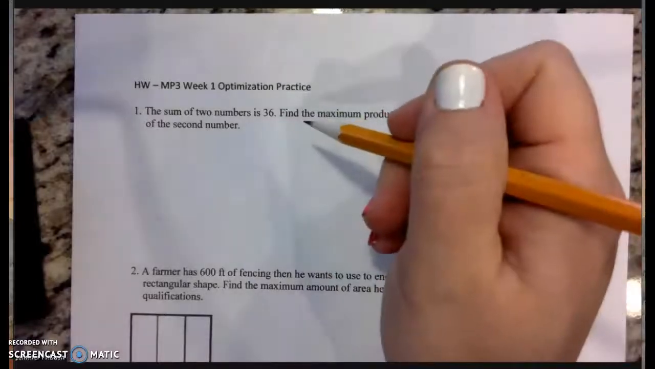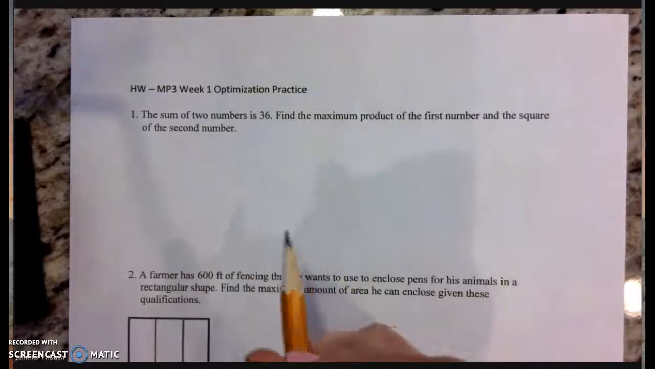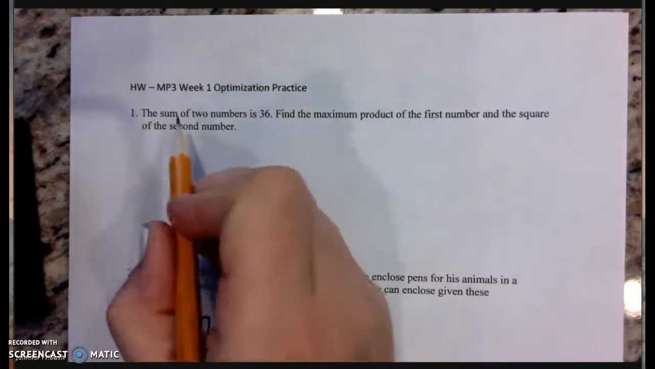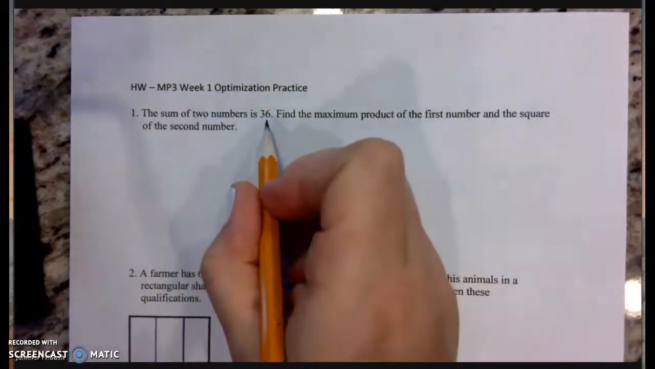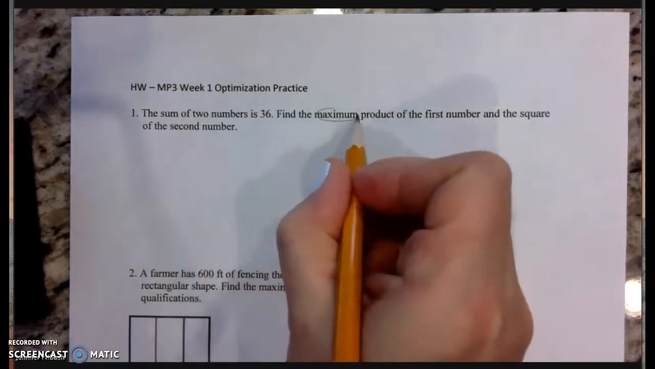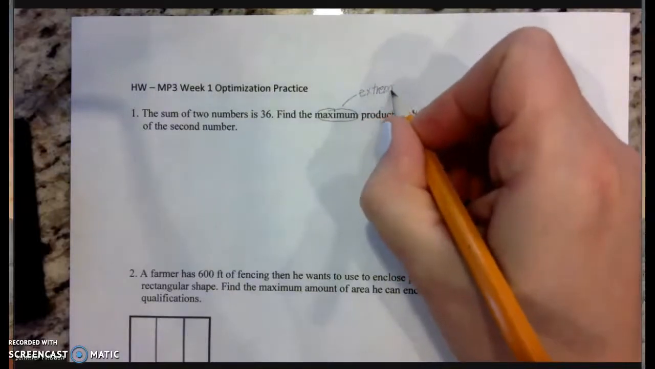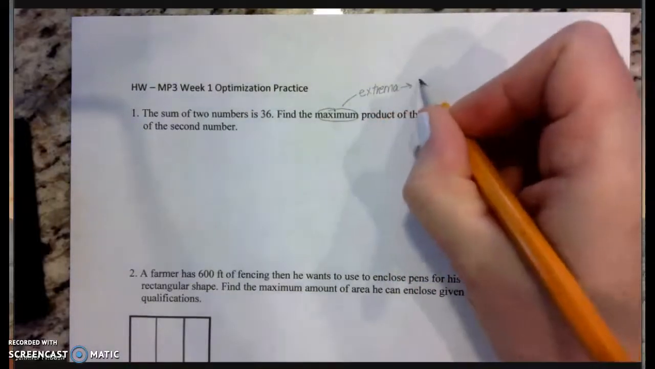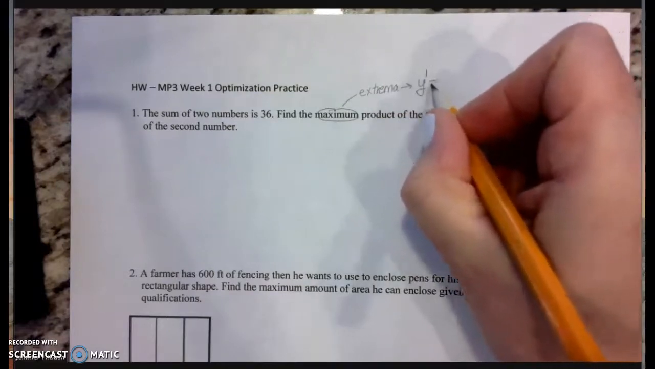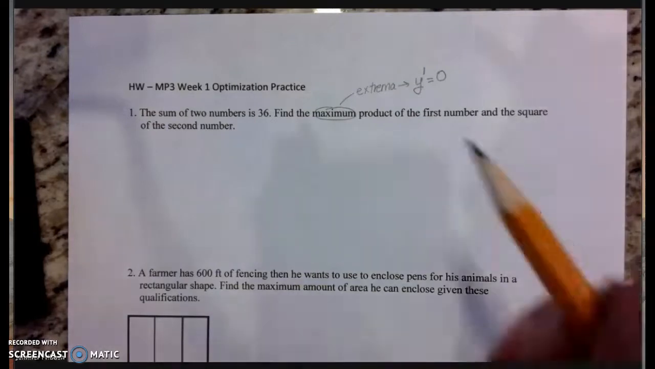Okay, so I'm going to walk through your homework for this week for your optimization practice. Okay, so number one, the sum of two numbers is 36. Find the maximum. You know maximum means extrema, and you know extrema come from y prime when it equals 0. So this is a three-step process, nothing crazy, okay?